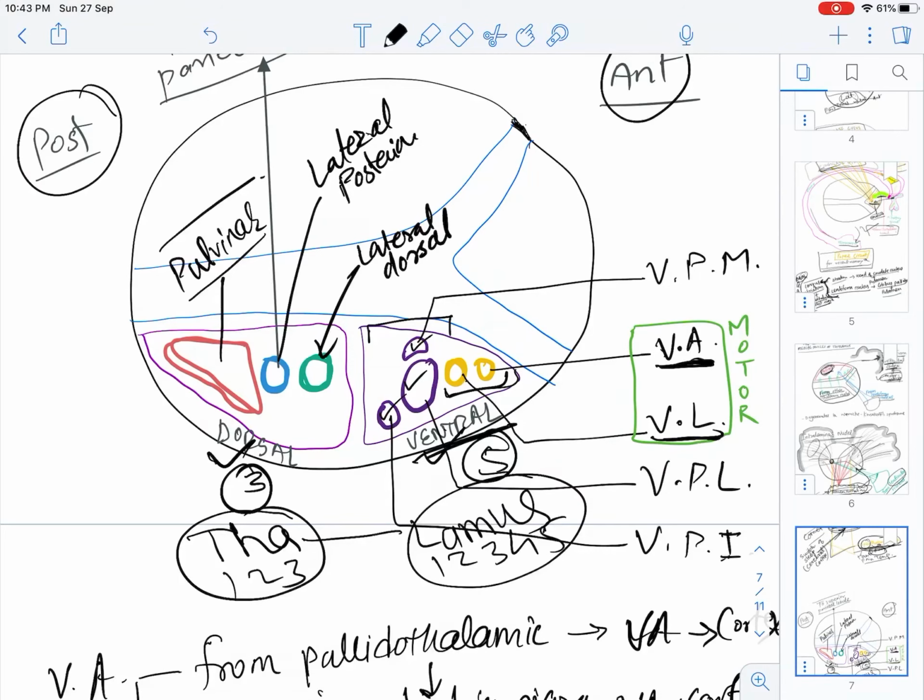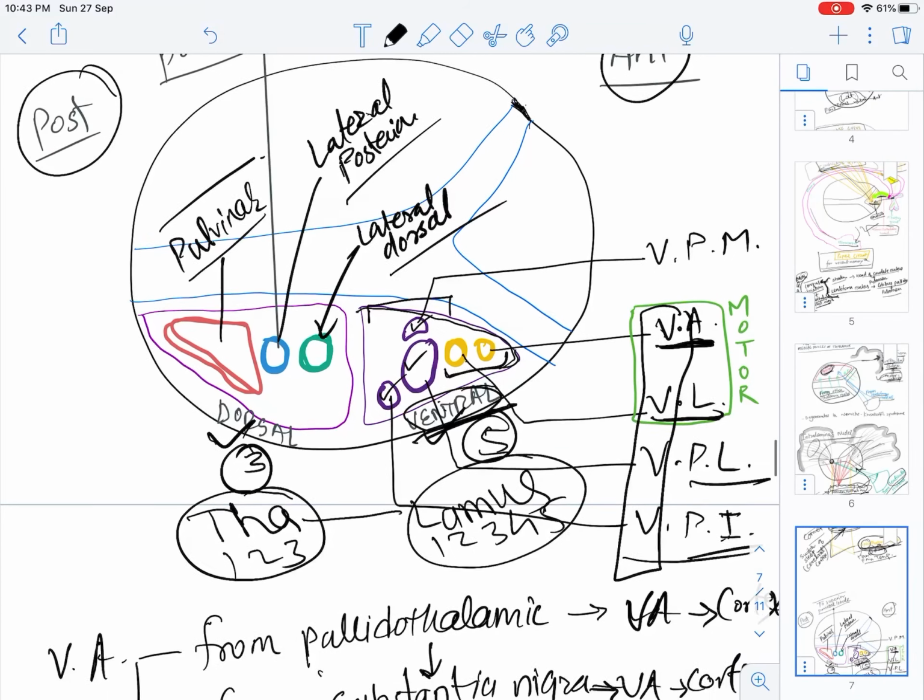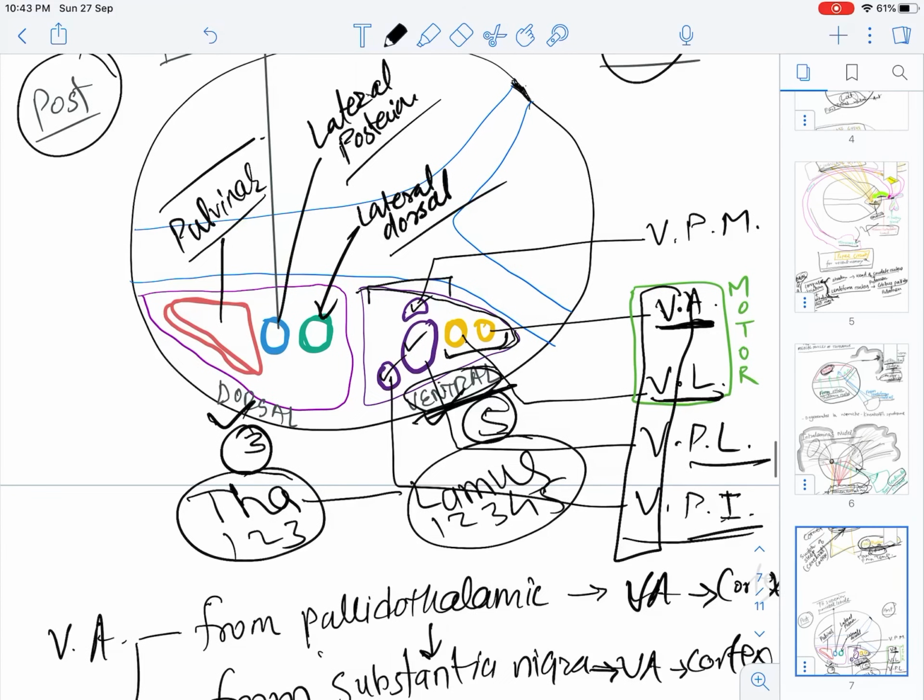and then ventro-postero-inferior. So you will always be confused, there is a lot of confusion in this: this is lateral posterior, this is lateral dorsal, and then it is again posterolateral, postero-inferior. But remember this word ventral always. Ventral means it is situated in the ventral tier nuclei, which is anterior in the lateral nuclei of thalamus. So we will see their functions one by one.